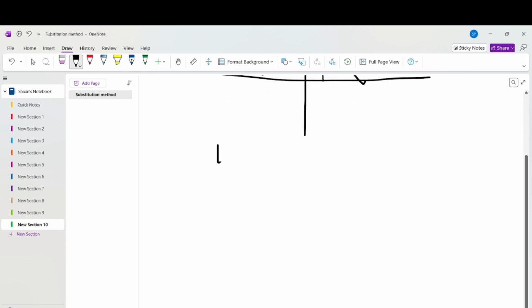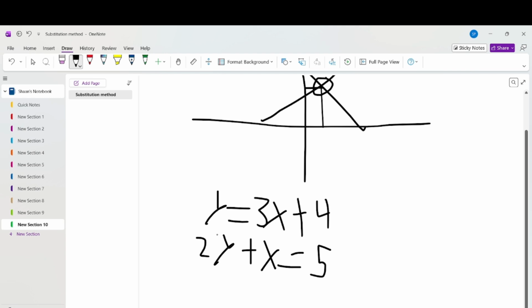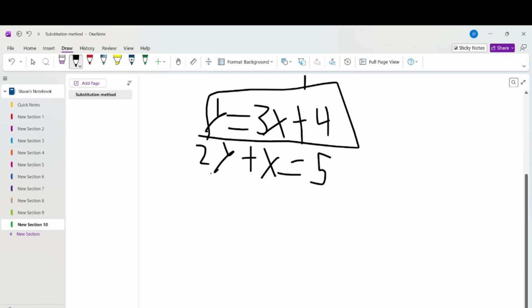So let's say we have an equation like y is equal to 3x plus 4, and we have another equation 2y plus x is equal to 5. So first thing we need to do is we need to realize that this is telling us what y is equal to. It's telling us y is equal to 3x plus 4. And if we know y is equal to 3x plus 4, we can just substitute y into this equation, right?